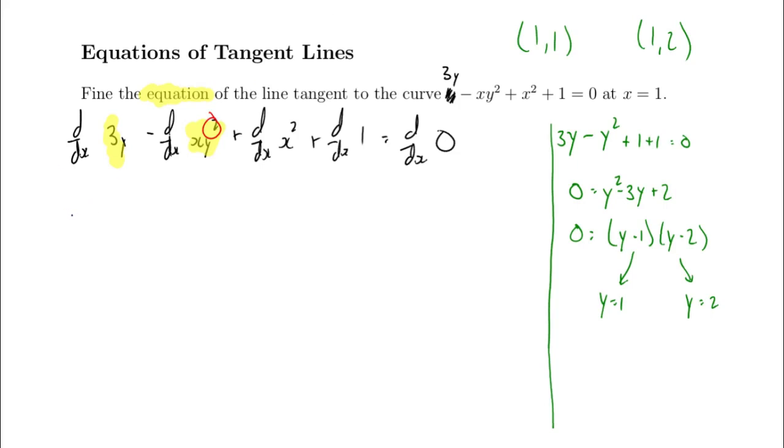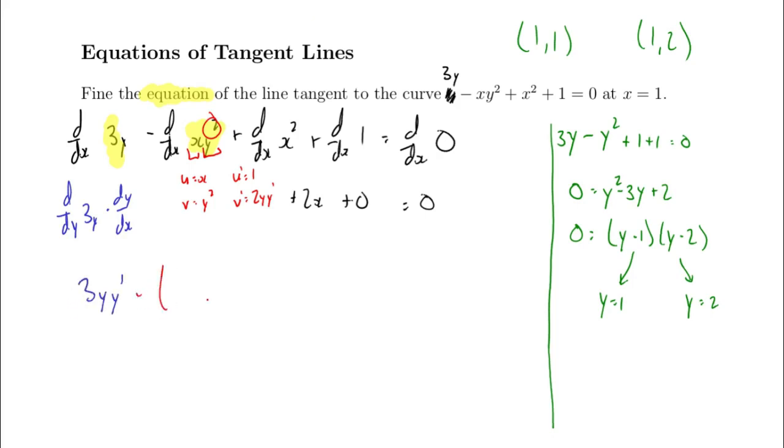So the derivative of 3y with regard to x is really going to be the derivative of 3y with regard to y times the derivative of y with regard to x. Over here, we've got a product rule. So we're going to look at x and y squared. The derivative of x is 1. The derivative of y squared is going to be 2y y prime, by using the chain rule here. And then we've got 2x, 0, and 0. So let's go ahead and write all this out. We have a 3y prime minus 2xy y prime plus y squared plus 2x equals 0. Let's distribute this negative, solve for y prime, and then we can move on.